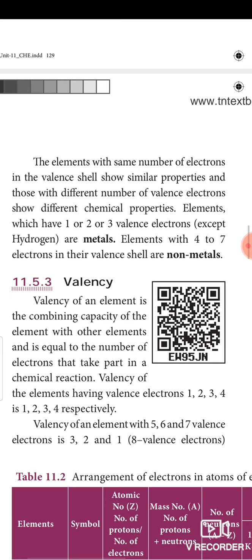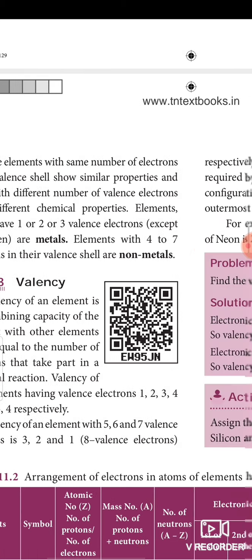I should subtract from 8. 8 minus 5, subtract, gives 3. 3 is the valency number of that element. Is it clear? Even though the outermost shell occupies 5 electrons, the valence electron number is 5, but its valency is 3. Valence electron number 6 means its valency is 2. Valence electron number 7 means its valency is 1. I should subtract from 8. Is it clear? So if the outermost shell is completely occupied with 8 electrons, it means 0 valency. Inert gases come under this category, 0 valency. Is it clear?